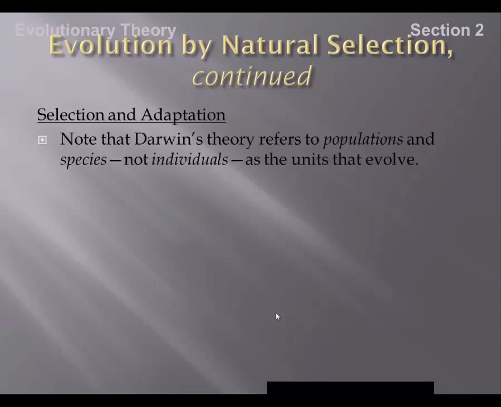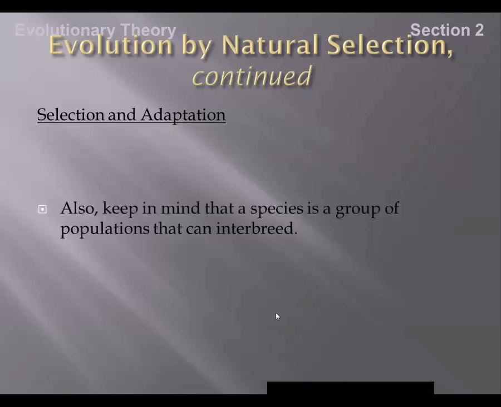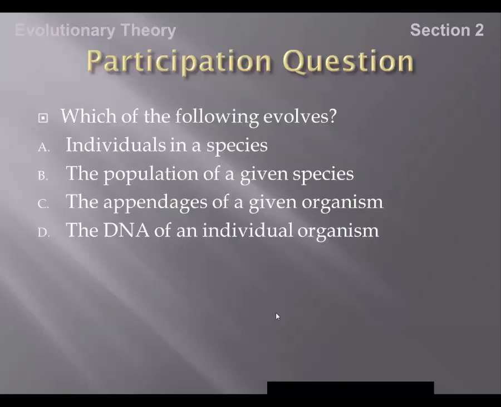Also, it's important for us to realize that Darwin's theory refers to populations and species, not individuals. So as we are talking about this theory of evolution, we're talking about how a population changes over time, not how an individual may change. Also keep in mind that a species is a group of populations that can interbreed. So which of the following evolves? Is it A, individuals in a species, B, the population of a given species, C, the appendages of a given organism, or D, the DNA of an individual organism?